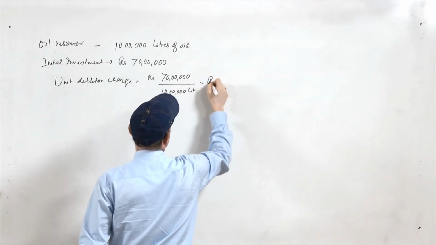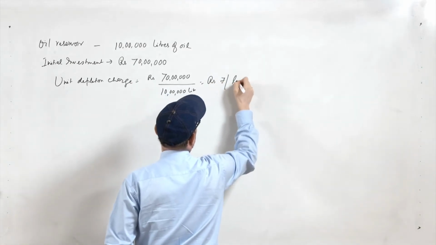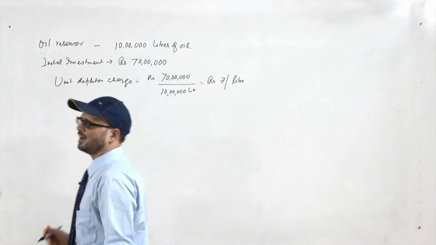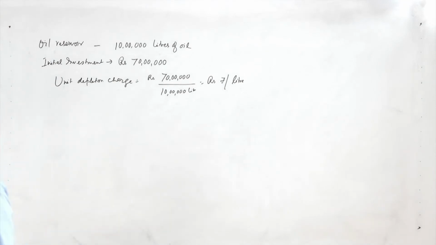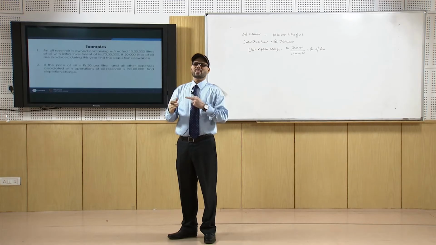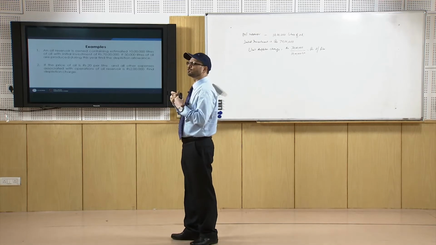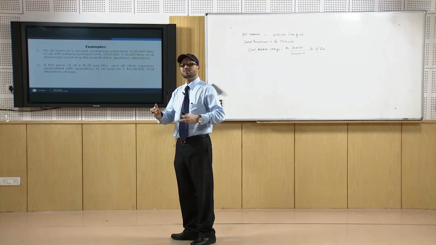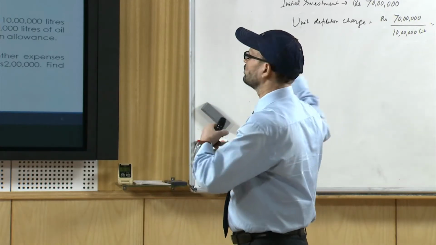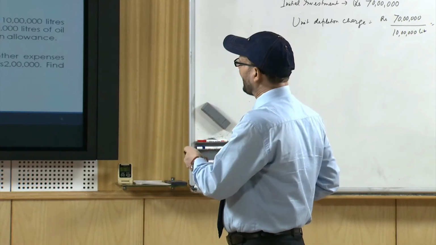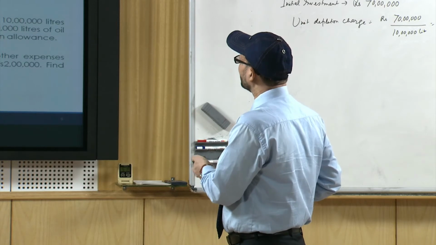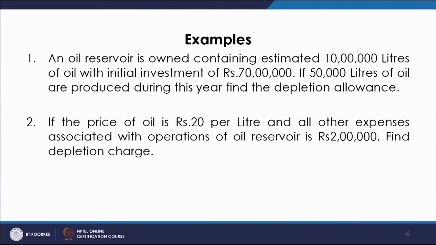So, rupees 7 per liter of oil. This is the depletion charge. So, basically as per the unit of production method, the amount you produce or extract from the reservoir, the depletion charge will be calculated. Now, it is told that you have extracted 50,000 liters of oil.